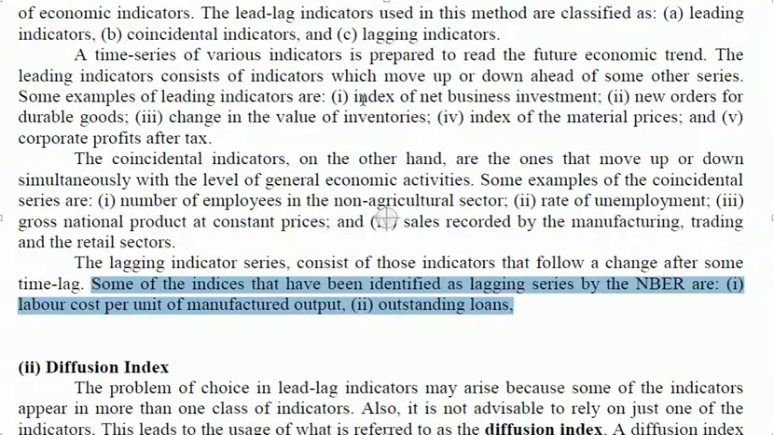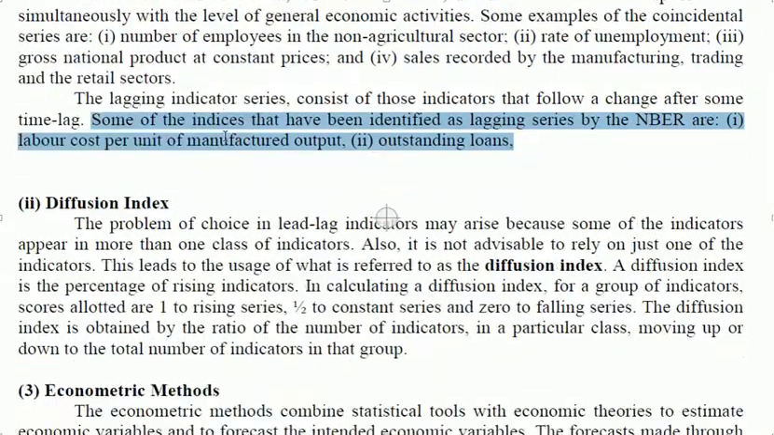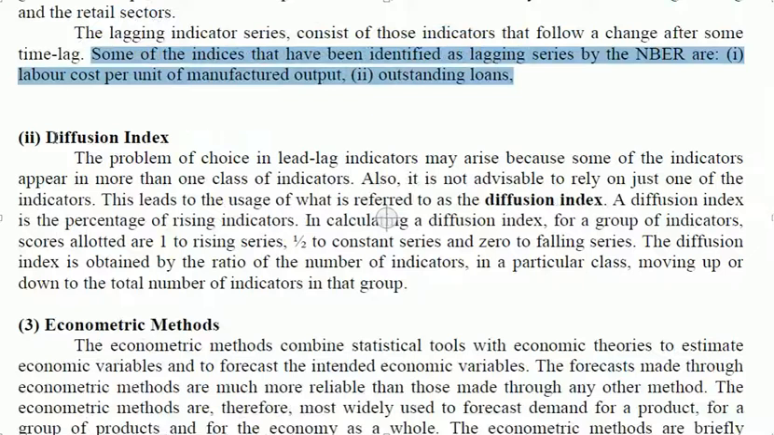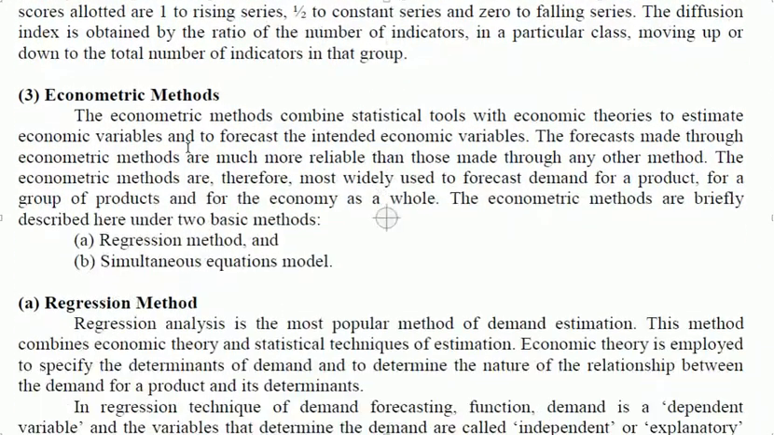The second one is the diffusion index. In whatever discussion we did on lead and lag indicators, sometimes there can be two or more indicators at a time for a product. If there are two or more indicators, we use the diffusion index. We include all those indicators together, make a kind of index, and then try to figure out the demand. And the last one is the econometric method.